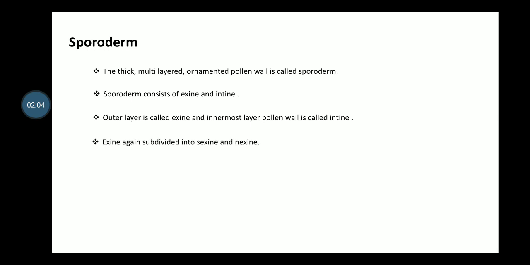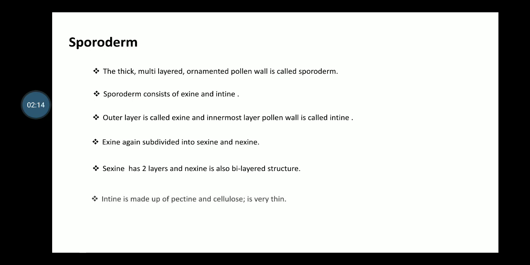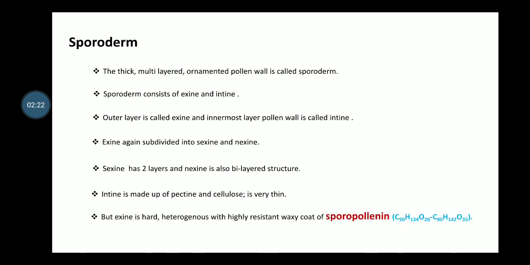Exine is again divided into sexine and nexine, while sexine has two layers and nexine is also a bilayer structure. Intine is made up of pectin and cellulose and it is very thin. But on the other hand, exine is hard, heterogeneous, with a highly resistant waxy coat of sporopollenin.